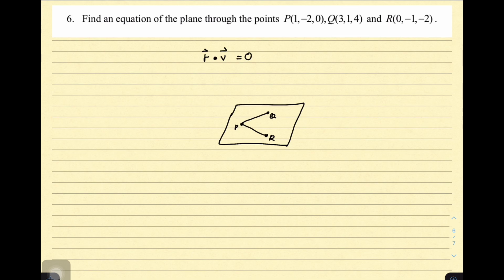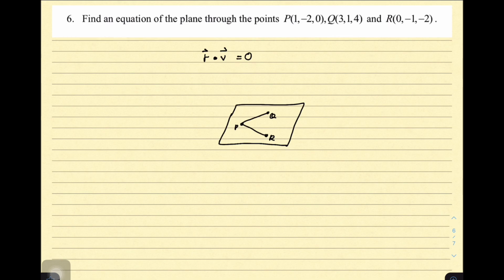So kita boleh cari vector on the plane. Okay, we can take any 2 points dan cari vector on the plane. But then the problem is, what is the orthogonal vector to this plane? Apa dia vektor yang perpendicular kepada plane ni?